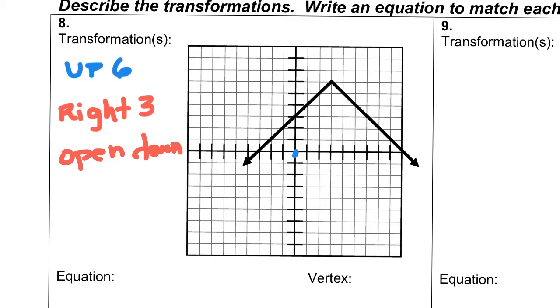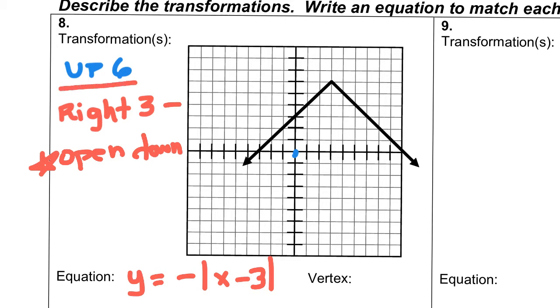Now let's begin our equation. Remember that you begin with y equals. Since it opens down, it's going to have a negative value outside the absolute value bar. Since it's right 3, that means we're going to have -3. Close the absolute value symbol, and then up 6 means that we'll add 6. So the vertex will be at +3, +6. And because it opens downward, it is a maximum value.